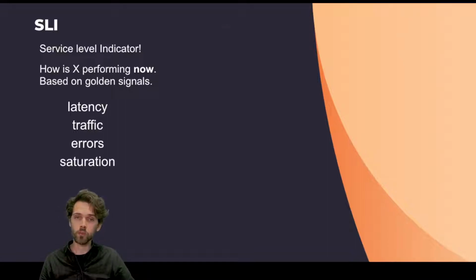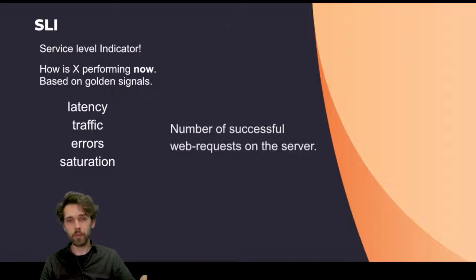So we're going to look into a bad example first and then into a good example, based on the error rate. So a bad example: number of successful web requests on the server. It's something that you sometimes see in dashboarding or metric tooling, as in, okay, this is the amount of happy requests we are doing. But what is it actually telling us apart from how many good requests there are? Nothing much.